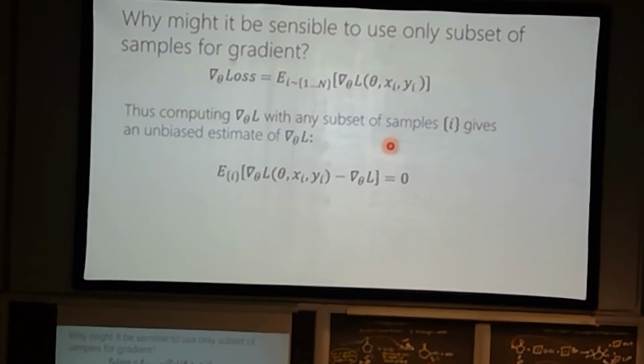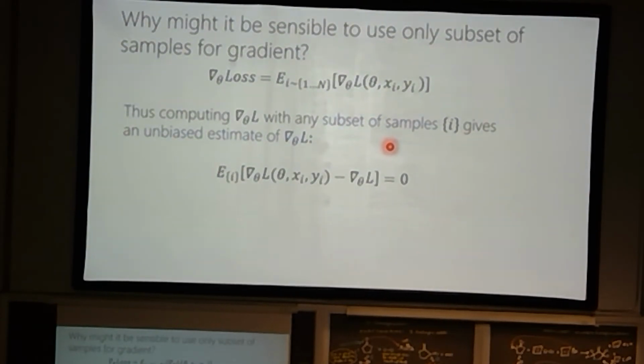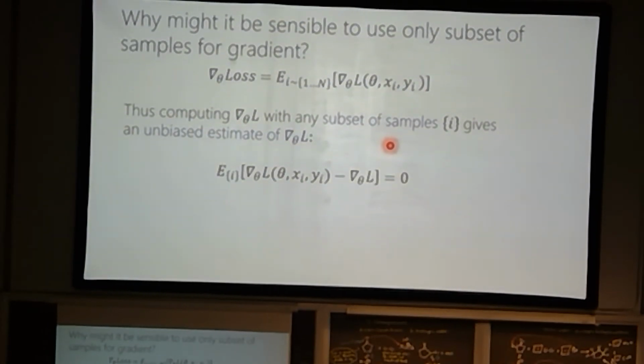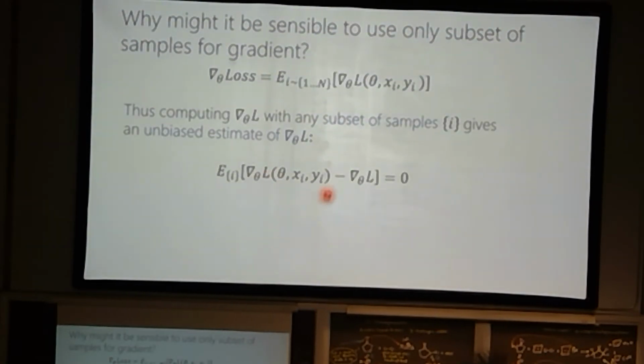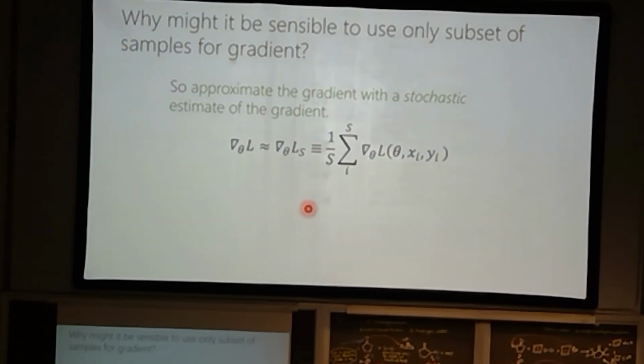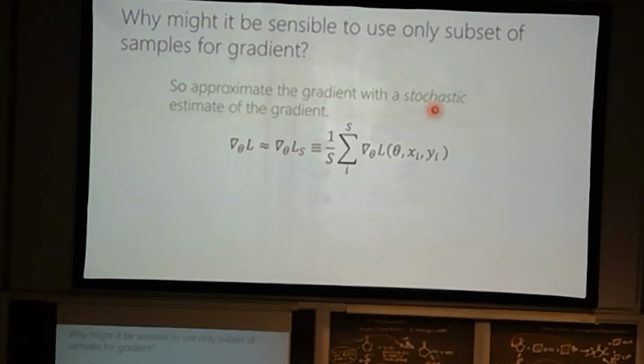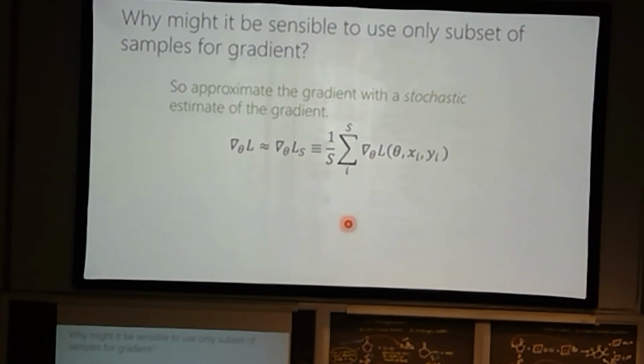So whatever subsamples I use, they're all going to be unbiased. They won't give me the gradient exactly, but they will be unbiased. So in expectation, they will be the gradient. This is the technical term for what it means to be unbiased. And so what we can do is approximate the gradient with fewer samples, and this is what we call stochastic gradients. When you use this in gradient descent, this is where we get stochastic gradient descent.